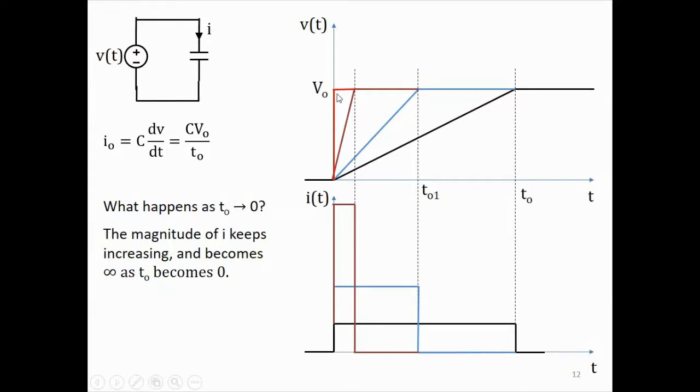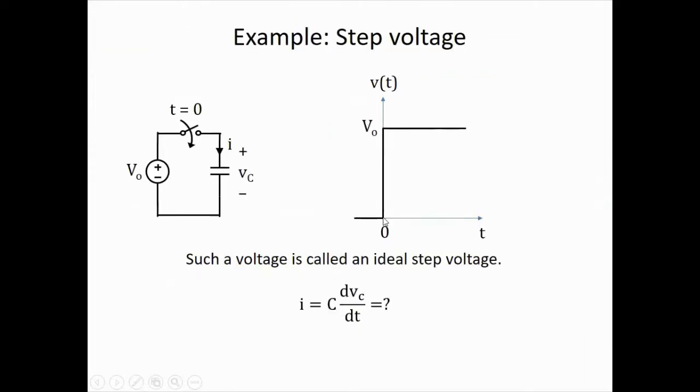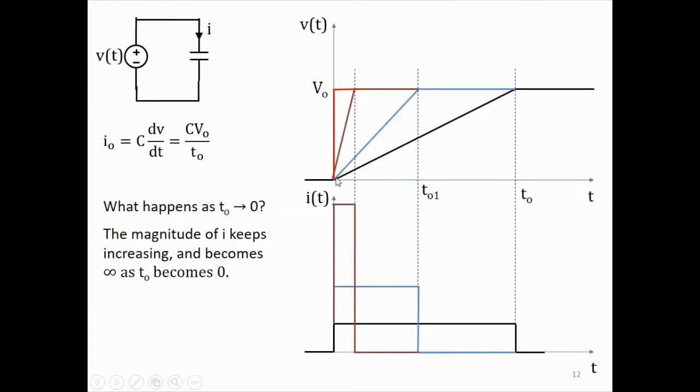All right, what happens if T0 tends to 0? That is a question. So that is our red, which is what we had in our previous slide. So here the voltage is changing instantaneously. T0 tends to 0. The voltage is changing in 0 time. How much is the current? Well, the answer is from calculus. If T0 tends to 0, the current must tend to infinity.